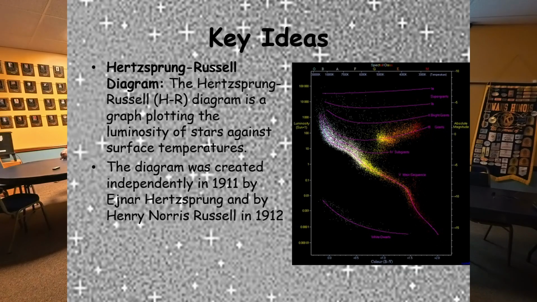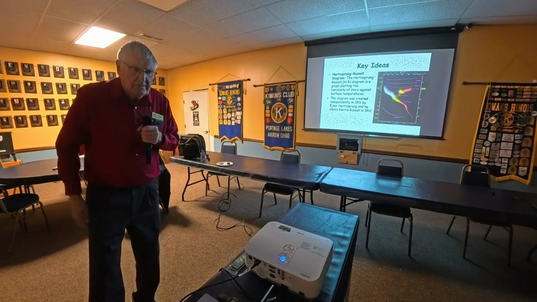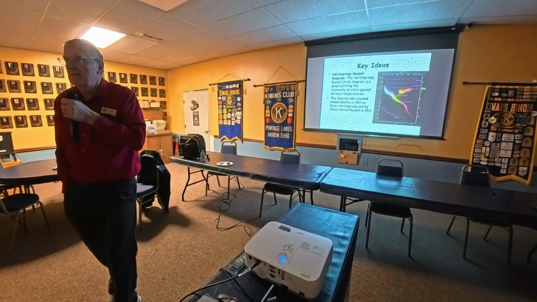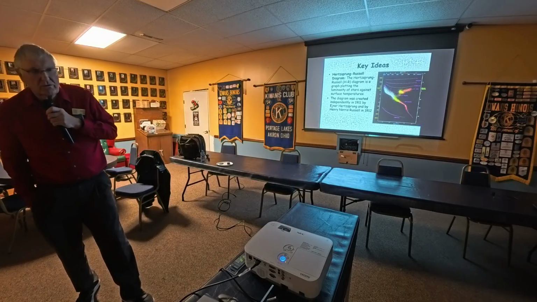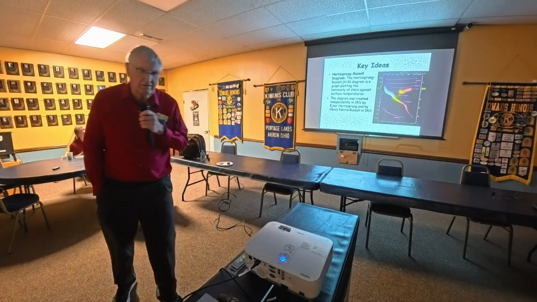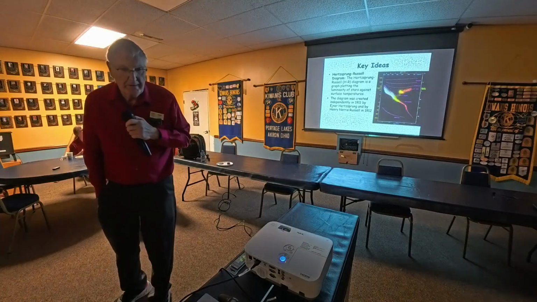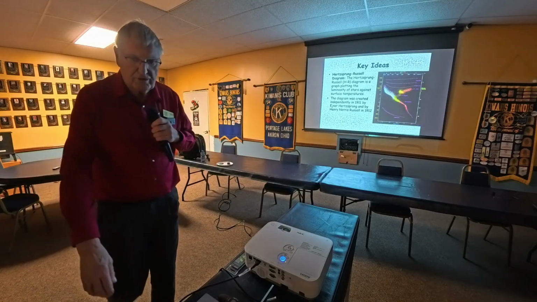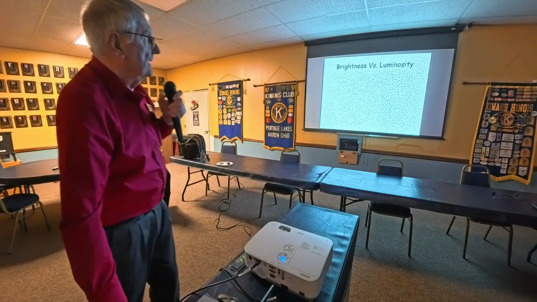This is a plot of luminosity versus temperature. It was created independently by Hertzsprung in 1911 and by Henry Norris Russell. Hertzsprung was a Danish astronomer. Russell was a U.S. astronomer, and they did it independently, and that's why it has the two names. They didn't collaborate on it.